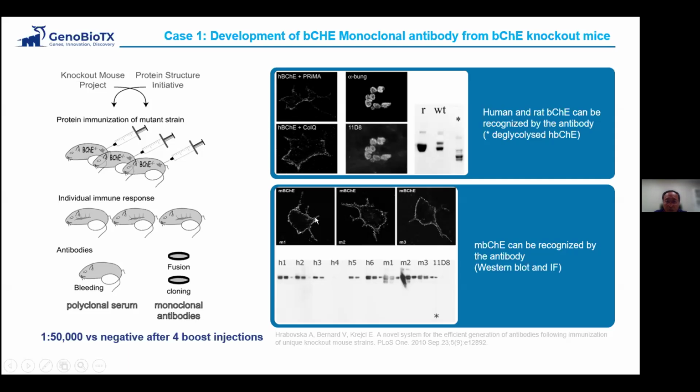This is immunofluorescence staining of the BCHE positive mouse tissue. This antibody for mouse BCHE can also recognize rat or even human BCHE antigen, no matter whether it's Western blot or immunostaining. So this is a very successful example of developing a monoclonal antibody in the knockout mouse model.